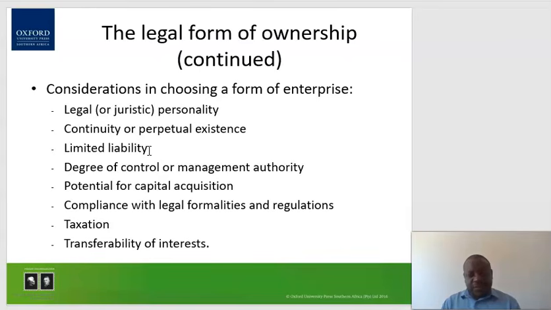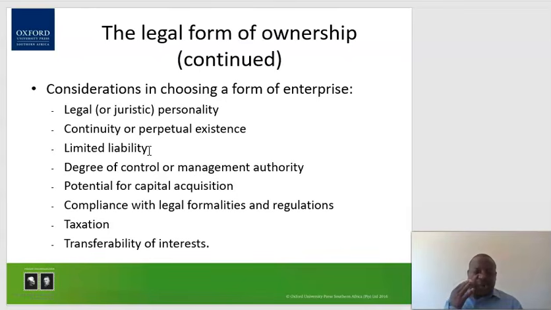But in terms of the degree of control and management authority, when it becomes a partnership, you will realize that there are two or more people. So the level of control that one person may have may actually decrease. In terms of companies also, it's not like one person has total control unless they are the majority shareholders. So the issue of control will also need to be considered.